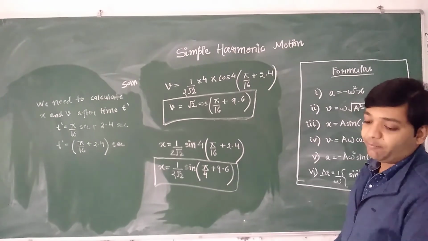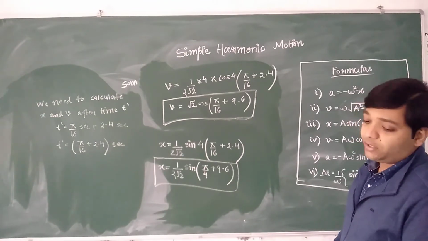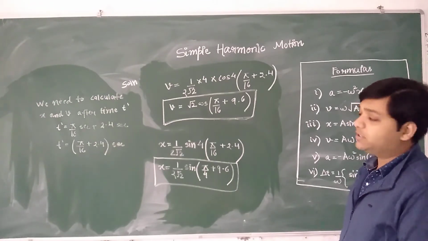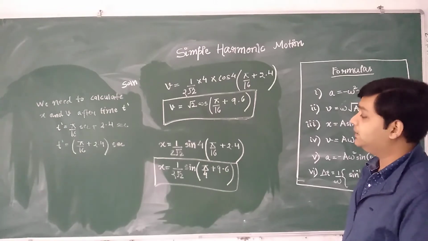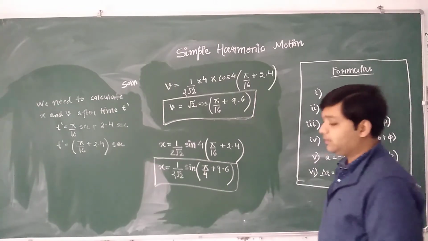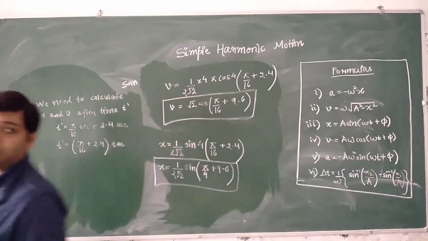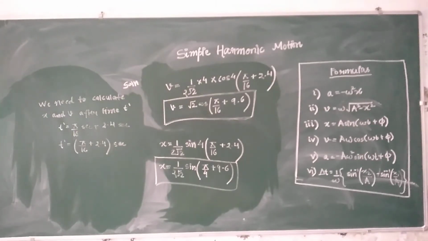We have found out the amplitude. We have also found out the x coordinate and velocity of the particle after the required time. So these are the x coordinate and velocity of the particle. Fine.